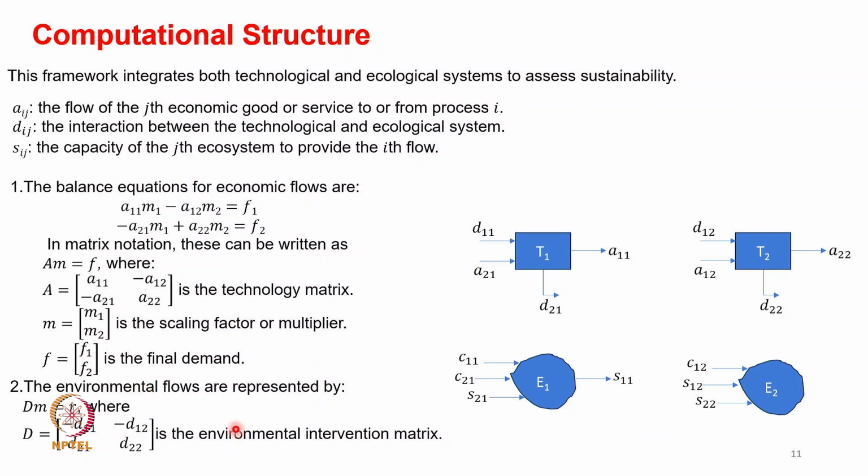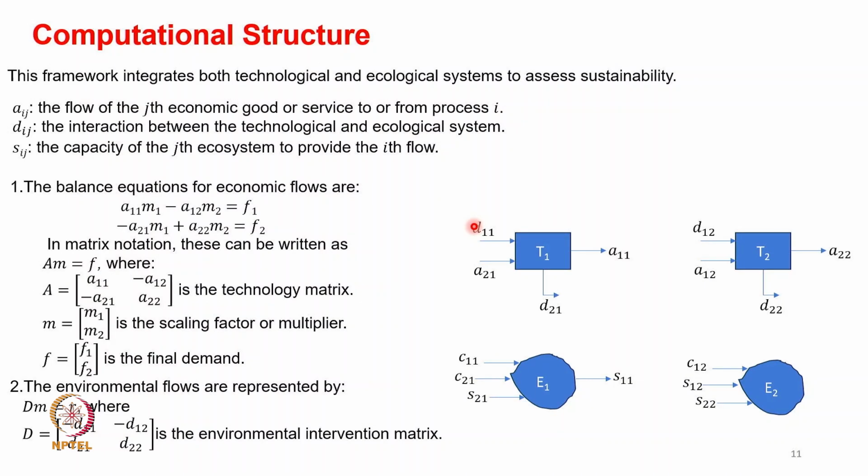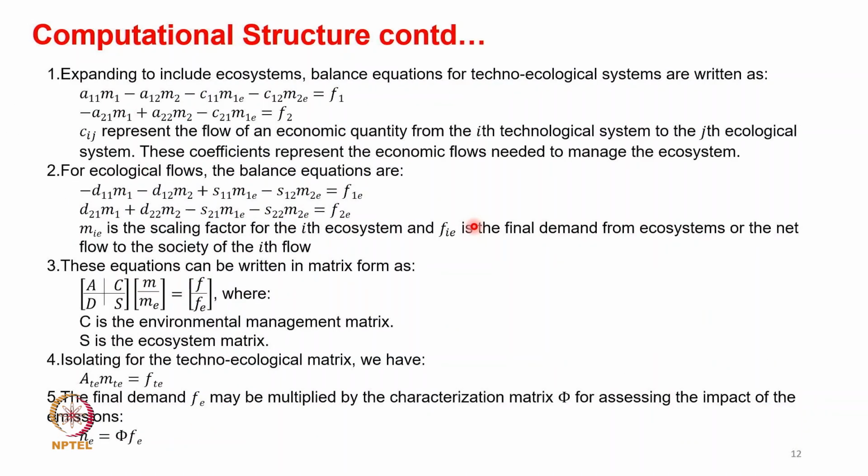Similarly, we could also bring in the environmental flow here. In a similar fashion, it would be written as DM is equal to R, where D would be, in this context, minus D11, minus D12, D21 and D22, which is what we call the environmental intervention matrix. Fine. So now let us see the next step. How do we integrate the ecosystem?